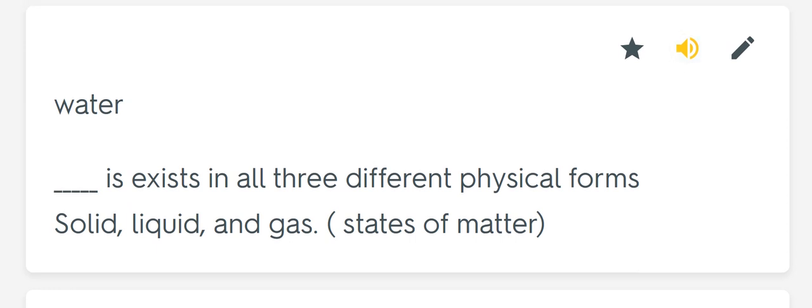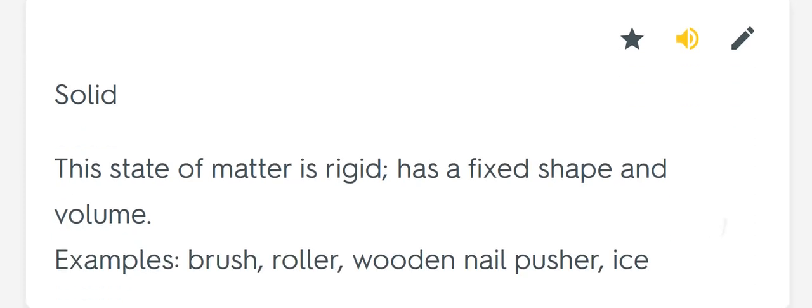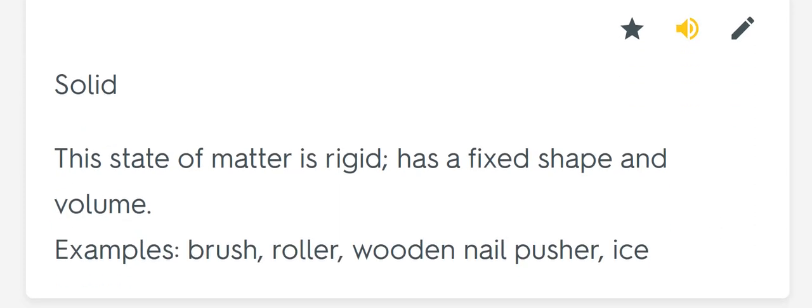Water exists in all three different physical forms: solid, liquid, and gas. Solid. This state of matter is rigid, has a fixed shape and volume. Examples: brush, roller, wooden nail pusher, ice.